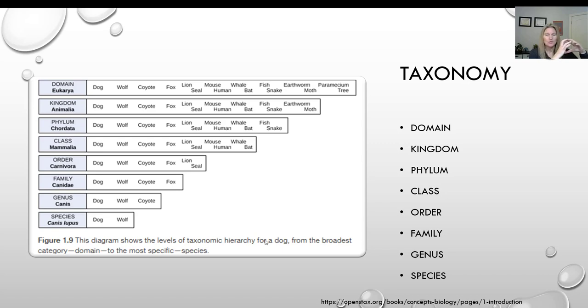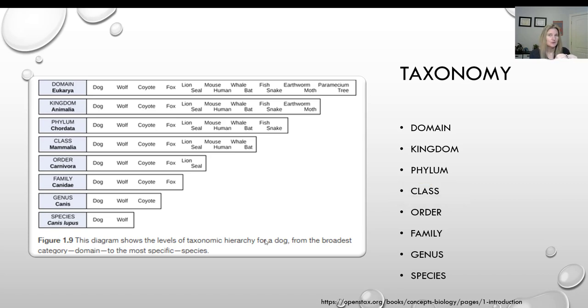Within domain Eukarya, we also have different kingdoms. Okay, so the plant kingdom is different from the animal kingdom, which the dog belongs in. So kingdom is a little bit more specific than the broad domain category. But we can even go further and take a kingdom and divide it into different phyla. Okay, so a phylum is a little bit more specific level of taxonomy within the kingdom. And then from there we can get more specific and study a class. So a class is a group within the phylum. So there's different classes that can be broken down.